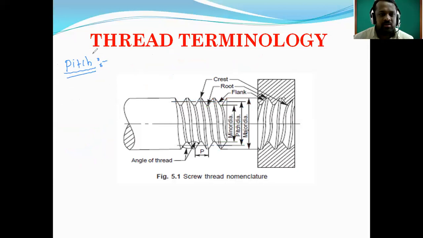Okay, good. Now I will draw one thread here, so that we can understand the concept. See, you can check here also. This distance is called the pitch. But how will it be practically?